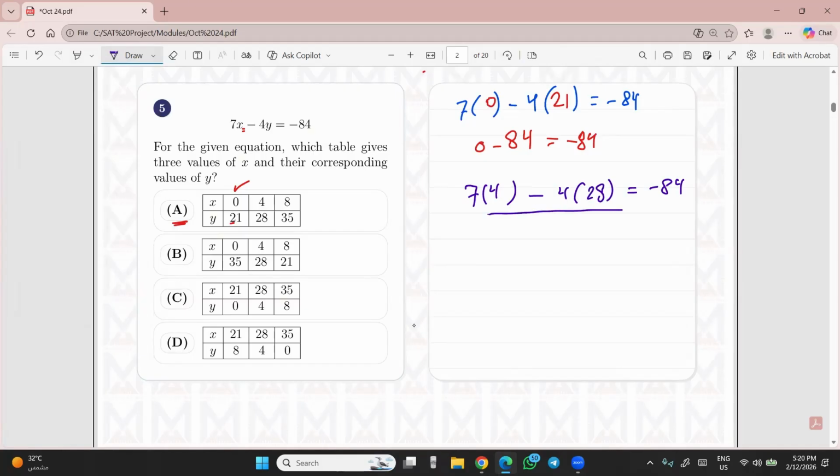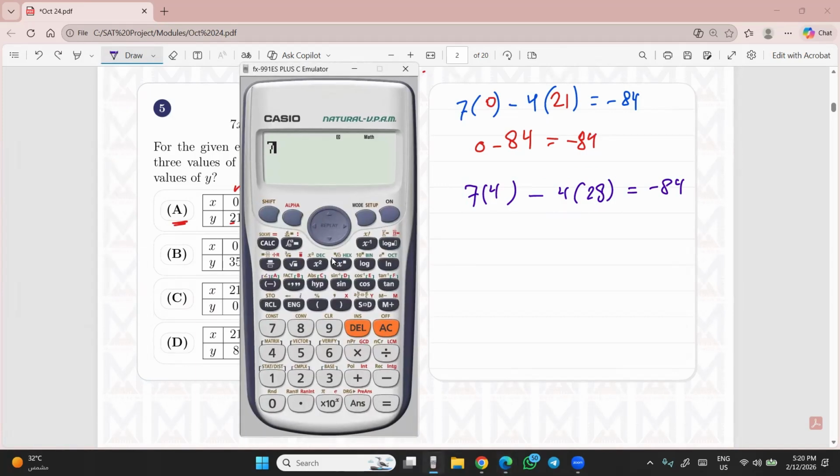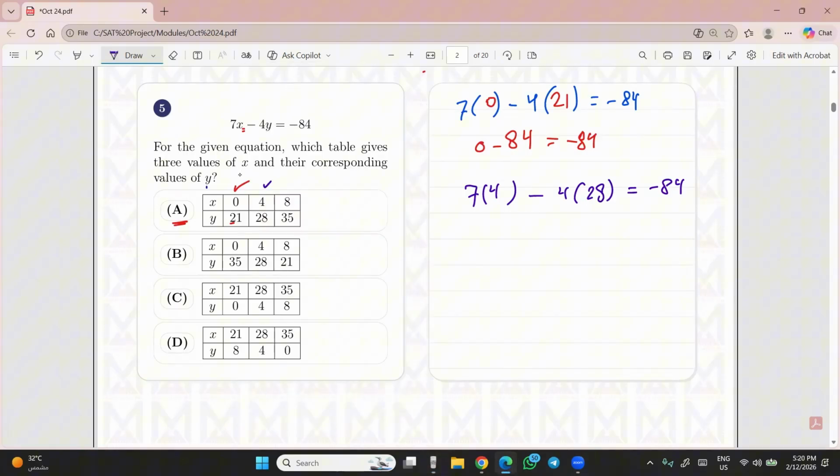You can just use the calculator for this part because maybe it takes some time to calculate manually. So you can use the calculator and write 7 times 4. Of course, 7 times 4 is equal to 28, but you can write it like this, and then minus 4 times 28. The answer is negative 84, which is the same as the right side, which means that this is okay. Mostly this is the correct one.